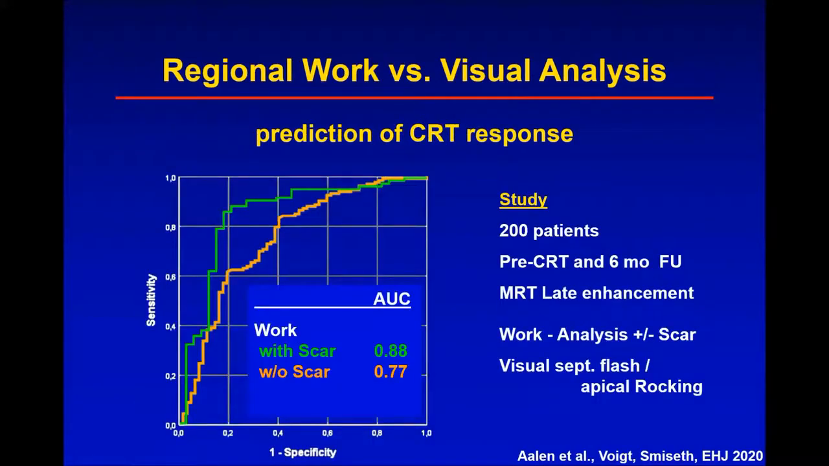And when we look at this work difference, then we can see that the work difference before CRT is a good predictor of CRT outcome. You see here the orange line, which is not considering the scar in the septum, and this has a reasonable or good area under the curve of 0.77. When we consider septal scar, which is an important confounder to the CRT, then we can increase the predictive value to 0.88, and this is a very good value. This is also something that we get with the visual assessment of septal flash and apical rocking, but of course in a less objective way, because the visual assessment needs quite some training, and that's not so straightforward. With the work, you really have numbers you can work with.